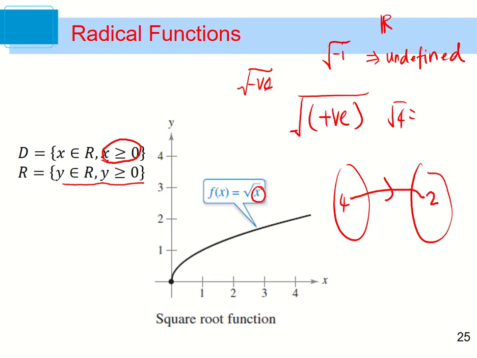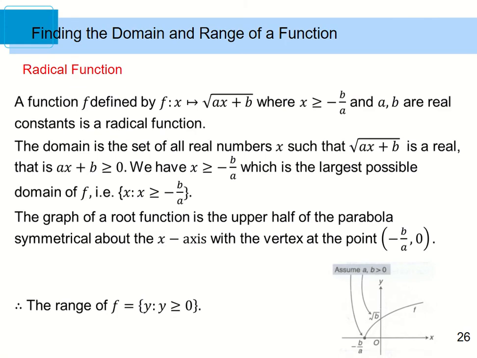So the domain of the square root function is that x must be 0 or greater, and for the range, the y must be 0 or greater. Now let's consider an example. Let's say we have a function like this: f(x) is the square root of ax plus b. What is the domain?